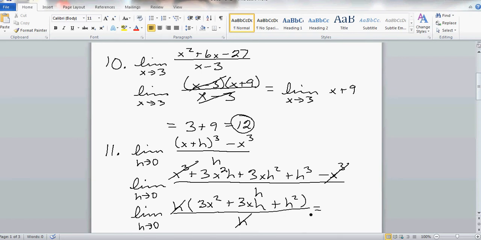So now we might actually be able to substitute in directly because we no longer have this 0 in the denominator to worry about. So let's see what we get. 3x squared plus, well, 3x times 0 is 0. Plus, substituting in for the h here, 0 squared is 0. And 3x squared plus 0 equals 3x squared.